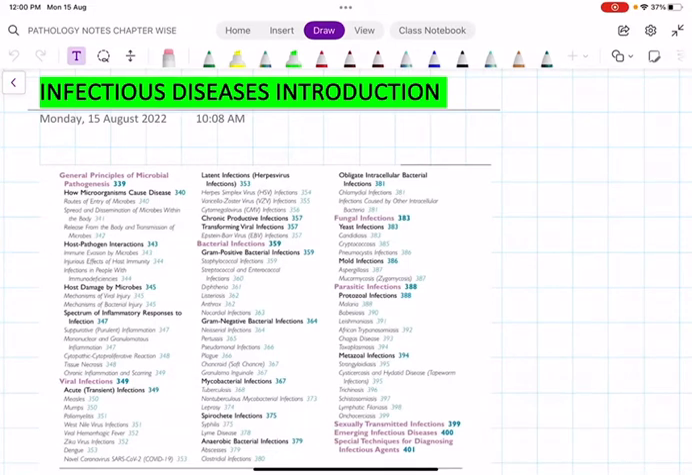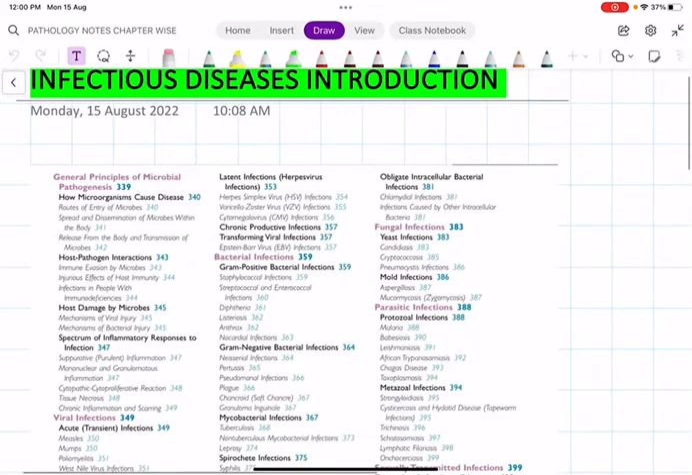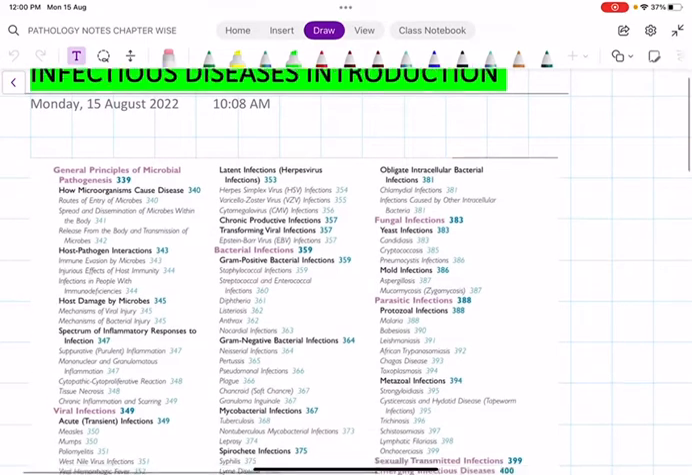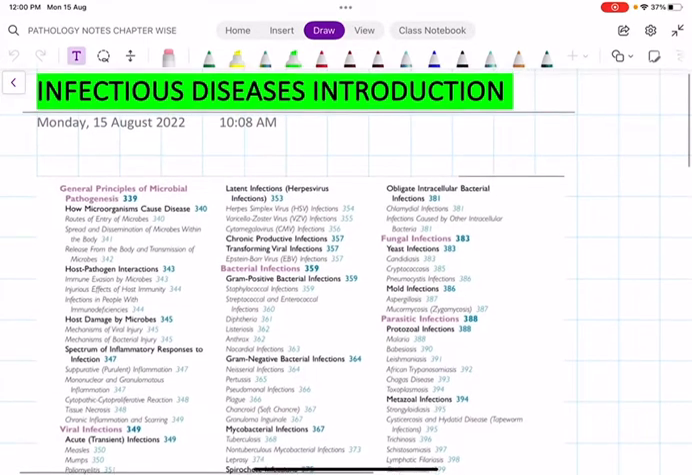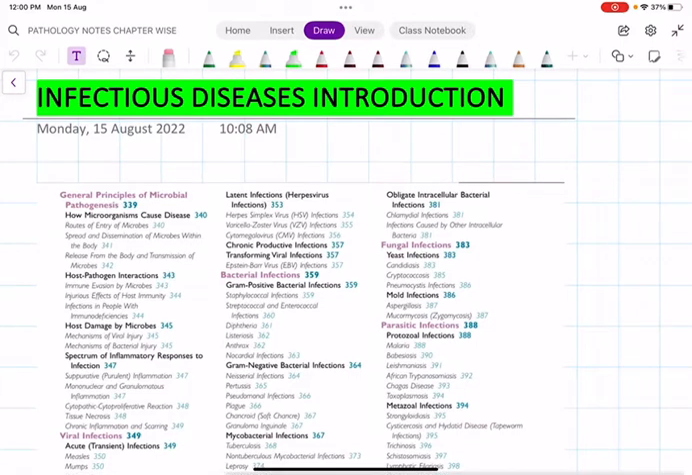So, first of all, I would like to give you a bird's eye view about how you should approach the chapter of infectious diseases in pathology. Because the infectious diseases chapter mentioned in Robbins is actually a summary of the whole microbiology that you are reading in your second year MBBS.